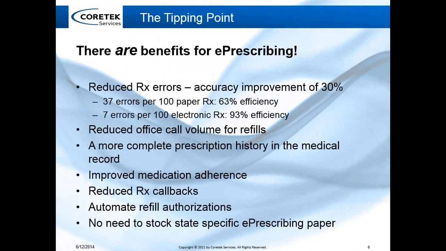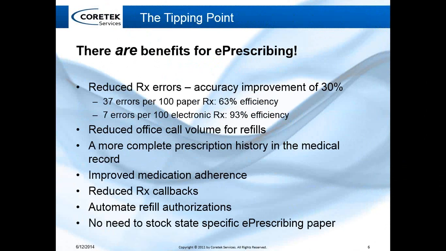So that brings us to what is the tipping point? What are the benefits for e-prescribing? And if you're in that 50% that hasn't gone down that road yet, what's in it for you? Let's talk about that. So first of all, there are many worthwhile benefits for e-prescribing. First off is the reduced error rate. What we see overall when you go from paper to electronic is an overall accuracy improvement of 30%. Where does that come from? On paper, we see on average 37 errors per 100 paper prescriptions, which equates to about a 63% efficiency rate.